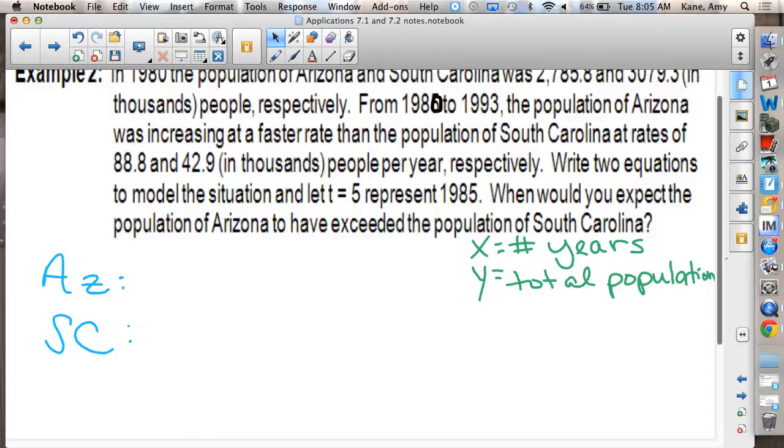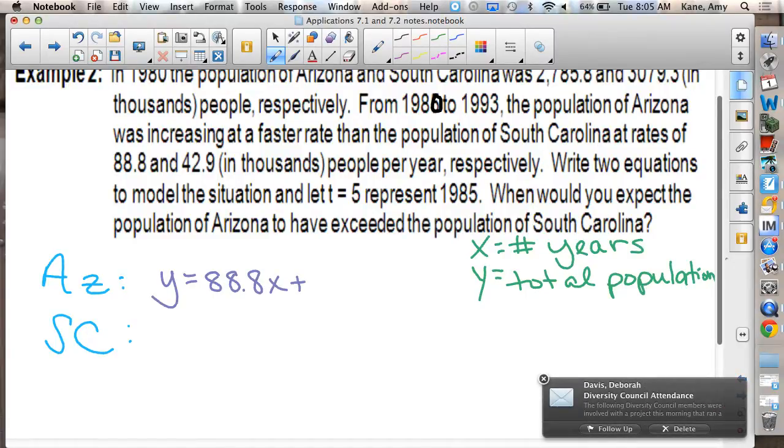So for writing the equation, Ingrid, what could you have for Arizona's equation? Would you put 0.88? So what's the rate of change? How is it changing every year? I think you're on the right track. 0.88x. So 88.8x? Yeah. And then what's the initial amount? Plus 2017. Yeah.